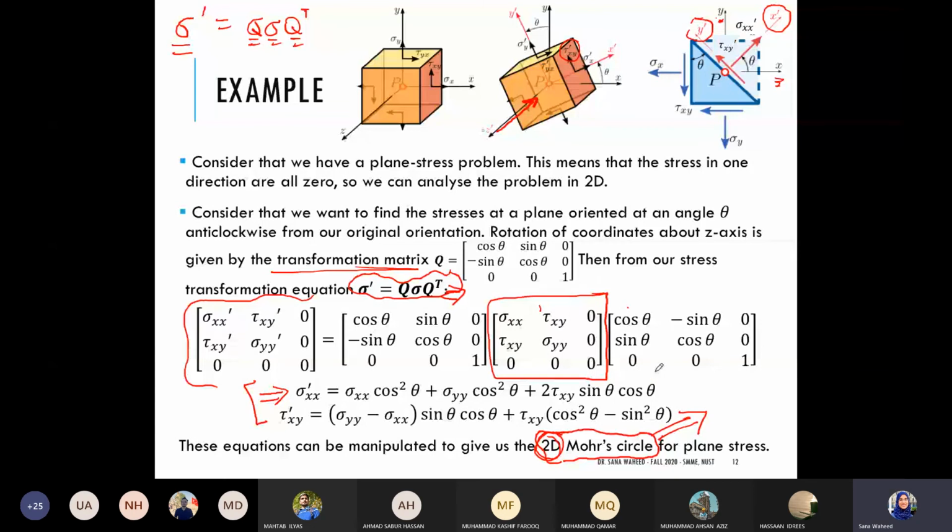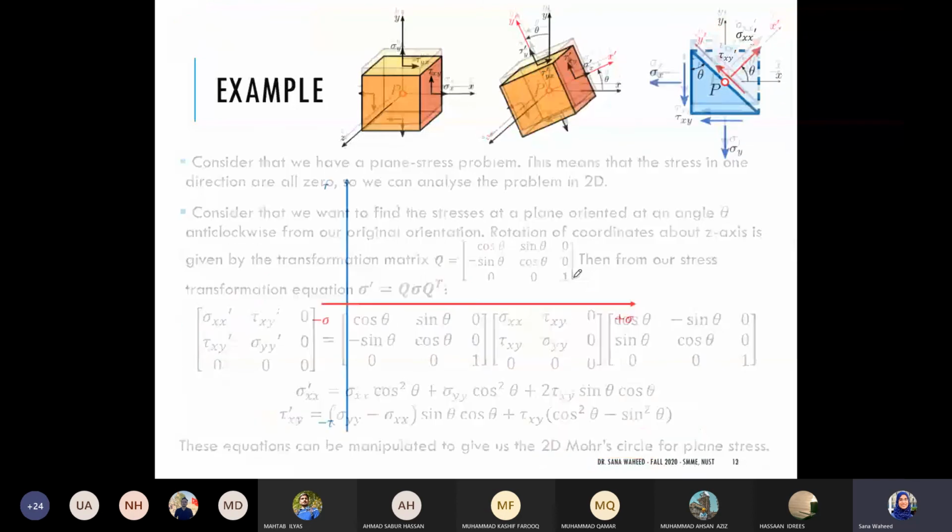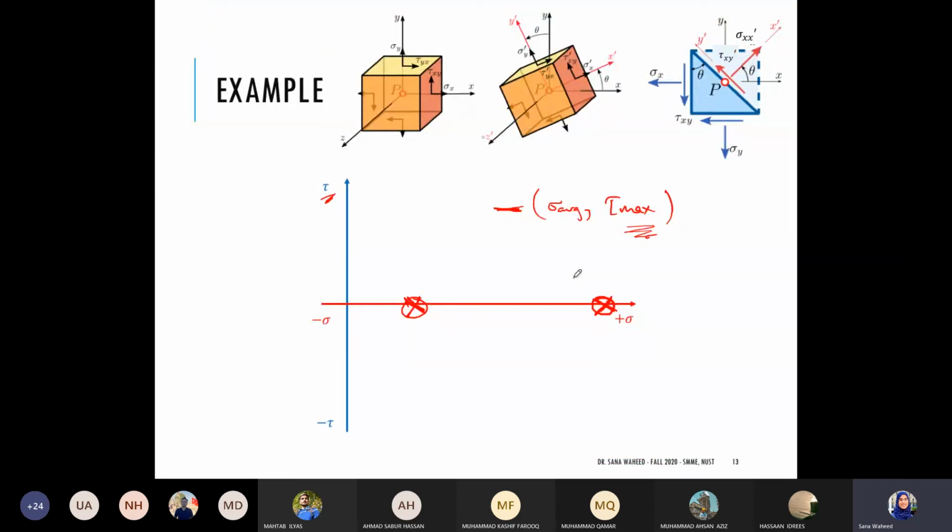ठीक, मतलब हम कर सकते हैं, हमारे पास अननोन्स होते हैं सिर्फ ये सिग्मा एक्स एक्स, टॉ एक्स वाई, सिग्मा वाई वाई और थीटा। इन 4 चीज़ों के टर्म्स में वी कैन राइट डाउन our principal values, our sigma average, and so on. But imagine the case when I have a full-blown 3D problem. ठीक है, उस केस में तो how many unknowns या फिर how many variables I'm gonna have, right?